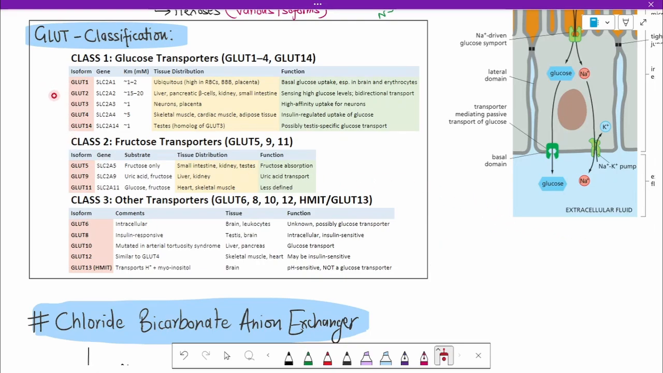So for now we need to know glucose transporter 2 and glucose transporter 4, which is present in skeletal muscles, cardiac muscles, and adipose tissue. If we talk about fructose transporters, the most important one is the GLUT5 transporter. It is present in the small intestines, kidney, and testes. Why small intestines? It is directly responsible for uptake of fructose molecules we take from the diet. The energy source for sperm is fructose in place of glucose.